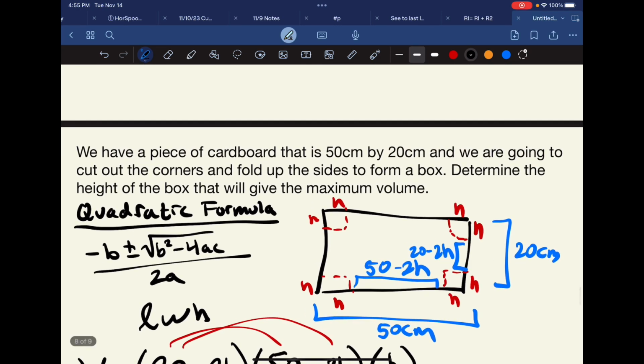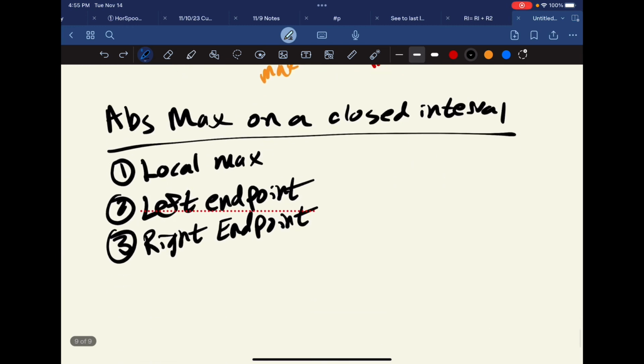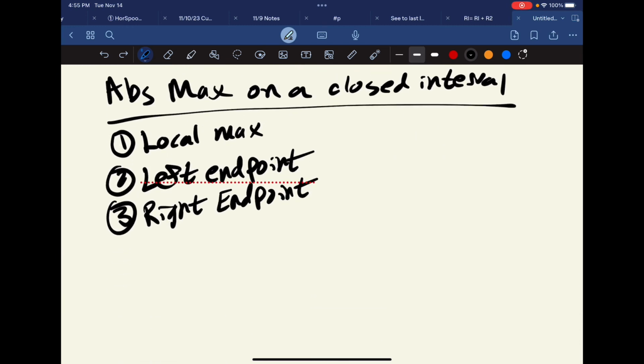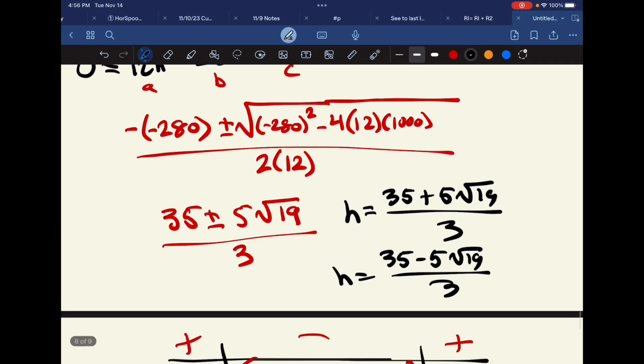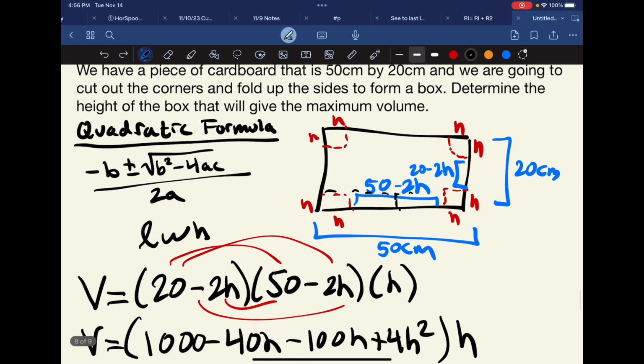In order to do that, we have to think, what will make this box not a box? One possibility is if our h's are 0. If our h's are all 0, then we don't have a height, and if we don't have a height, then we don't have a box. So h equals 0. Alternatively, if we cut a box so that the entire side is just consumed by our height, then we also don't have a box.